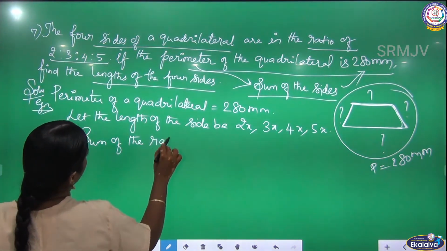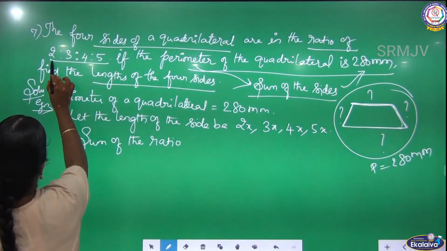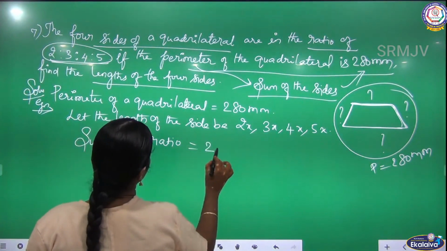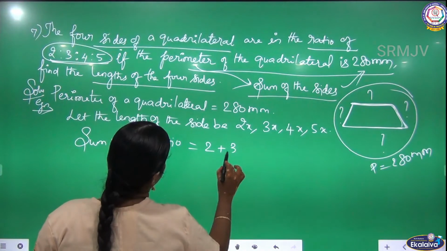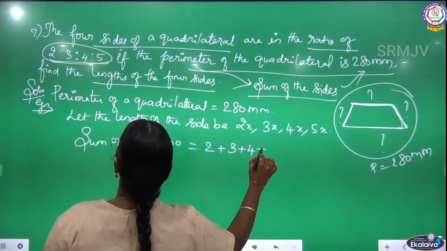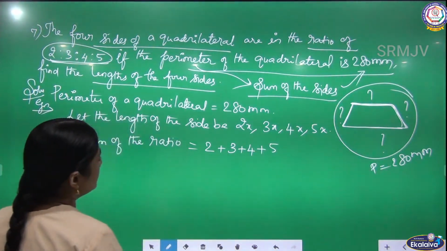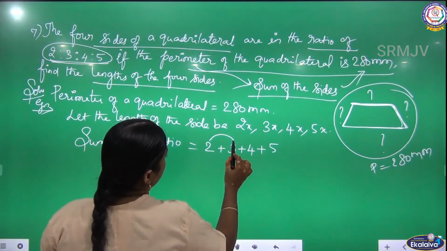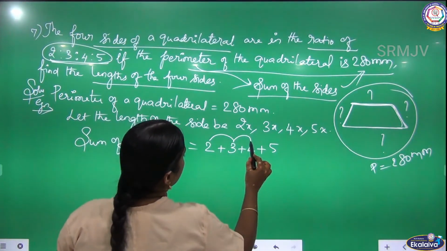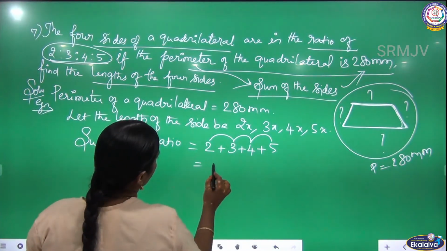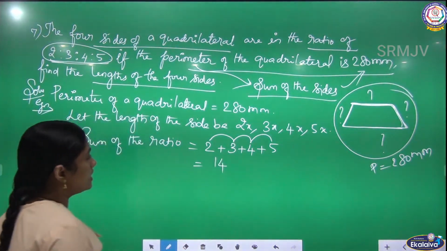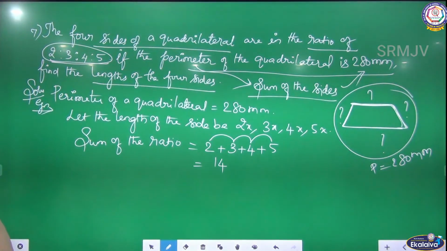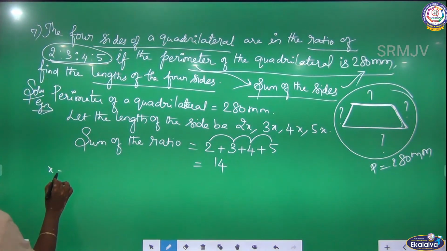Now listen, I am going to find the sum of the ratios. So what you have to do is add all those things. Sum of the ratio is equal to 2 plus 3 plus 4 plus 5. 2 plus 3 is 5, 5 plus 4 is 9, 9 plus 5 is 14. So the sum of the ratio is 14.